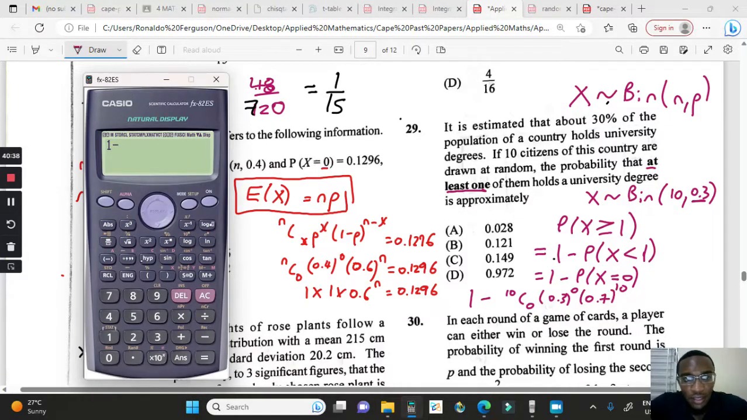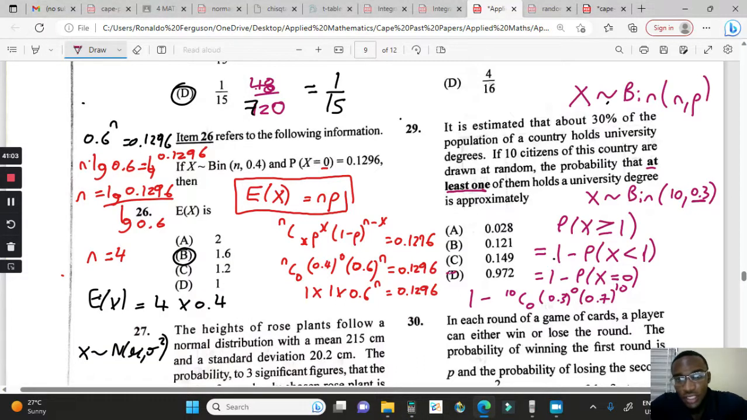1 minus, bracket, 10 choose 0, times 0.3 raised to the 0 power, times 0.7 raised to the 10th power. Put that in and we get 0.972. 1 minus that is 0.972, and we finish. Easy, easy, easy. Nice. Number 30.